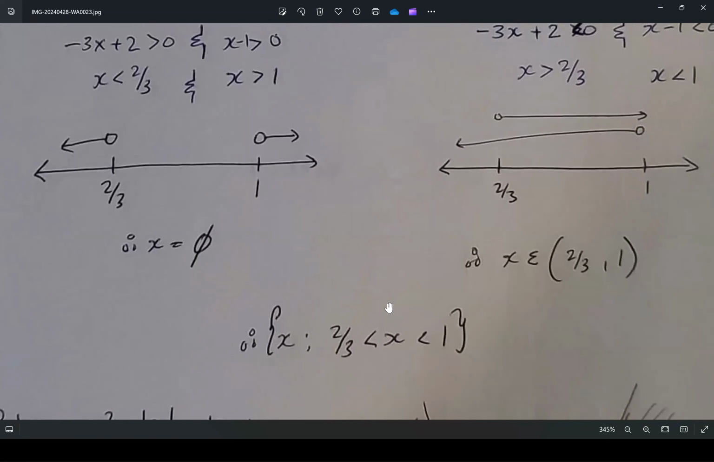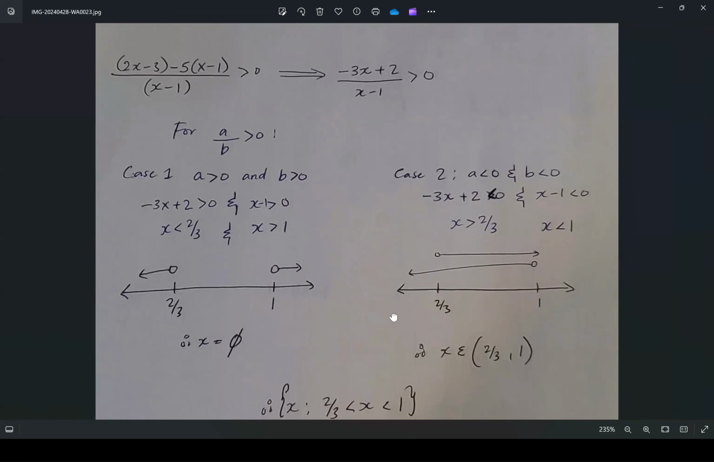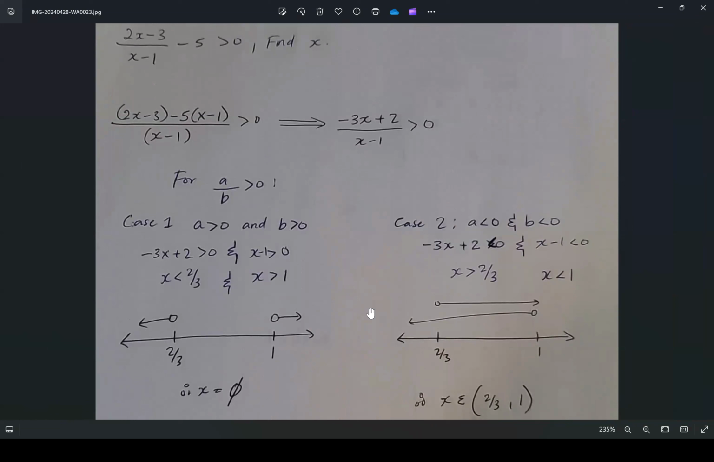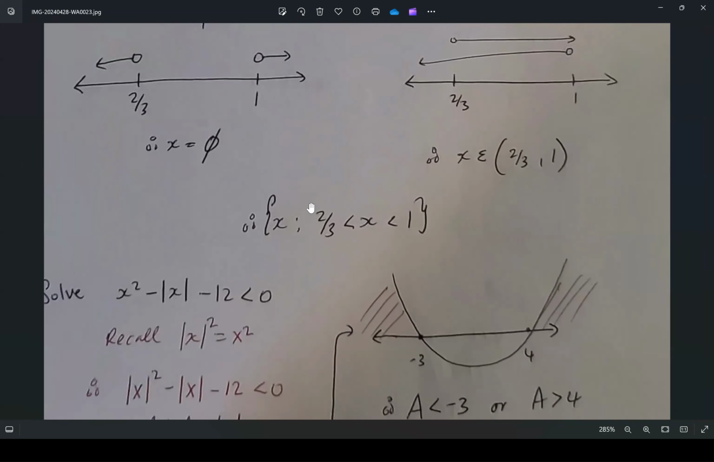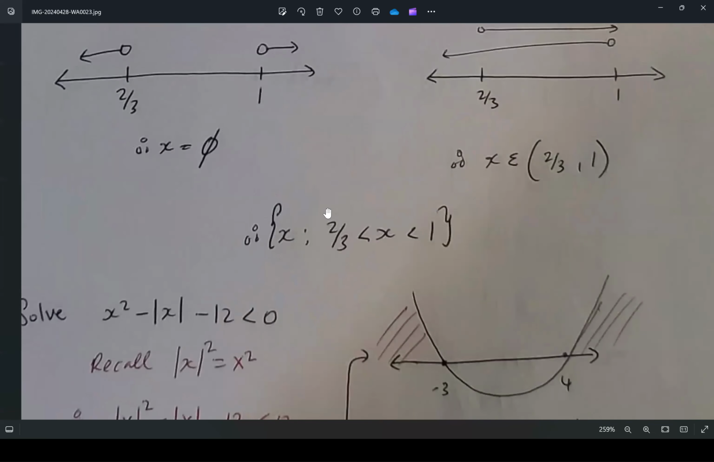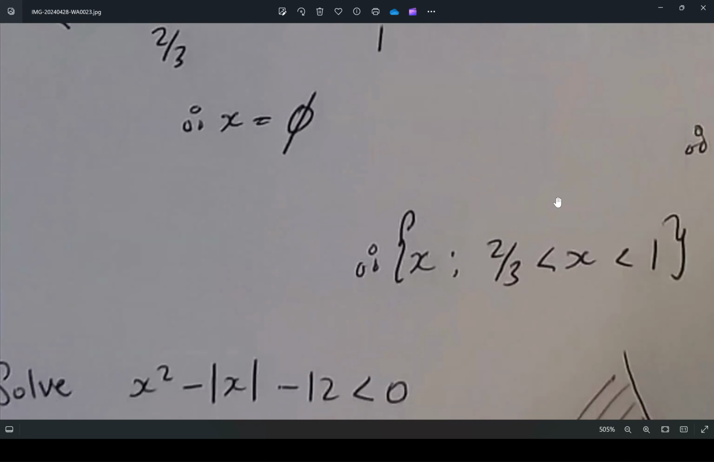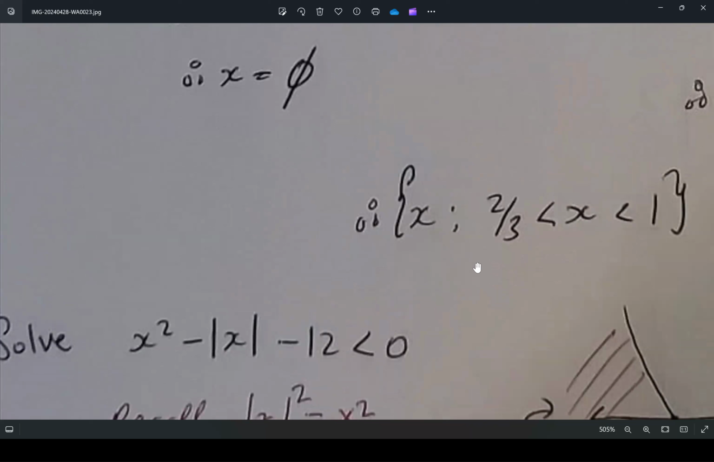Any confusion about that? Okay. This question now is about modulus and quadratics.